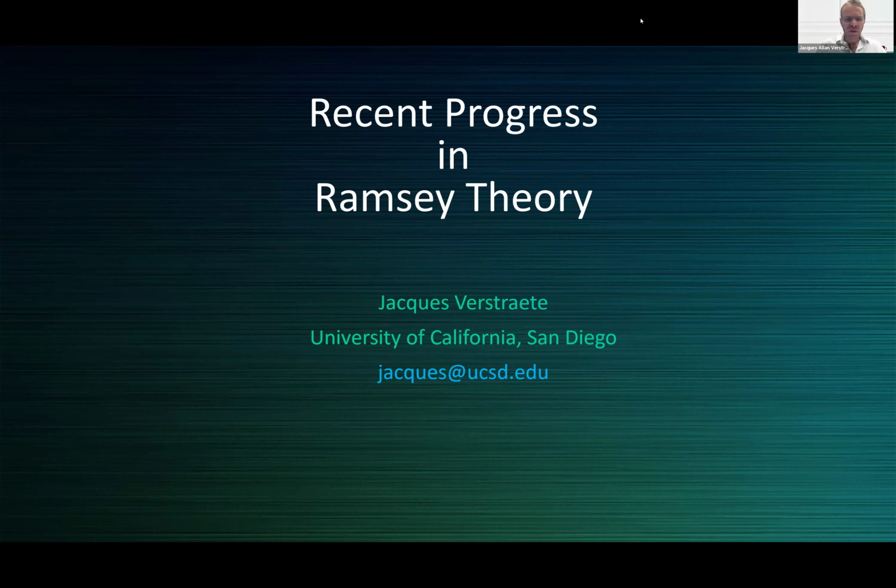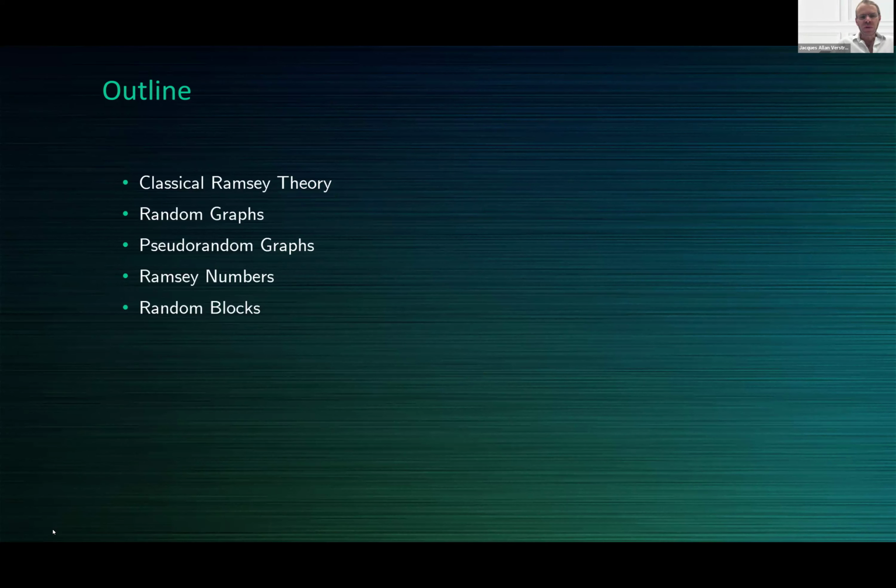So the structure of the talk is going to be as follows. Here's the outline. I will talk about classical Ramsey theory. I'll say a word or two about random graphs. And then I'll shift in direction to pseudo-random graphs, which gives some new results on Ramsey numbers. I'll say something about this new result on R(4,t), which is a Ramsey number, on Erdős-Rogers functions, and then, as I said, I will end with some open problems.